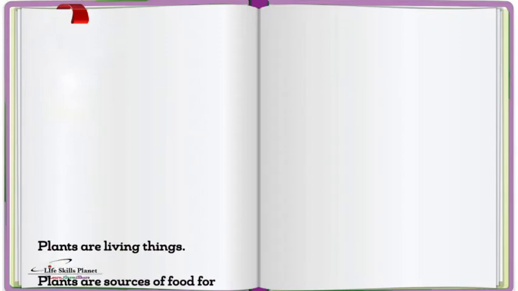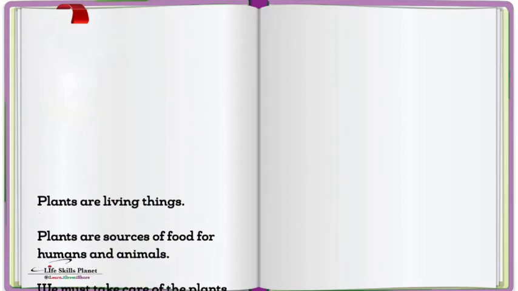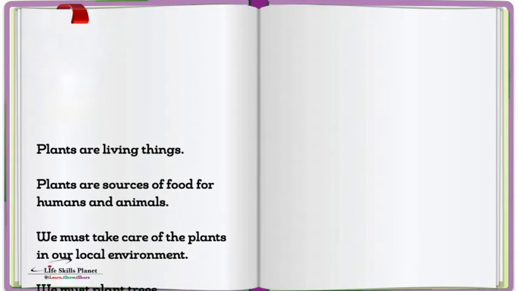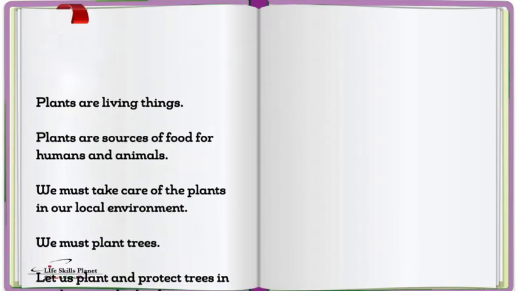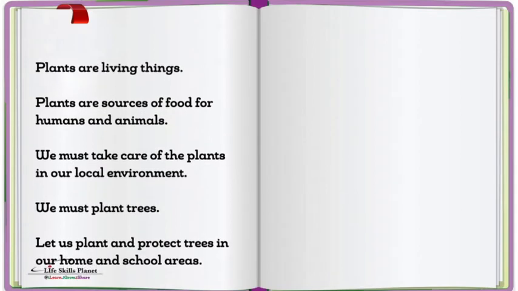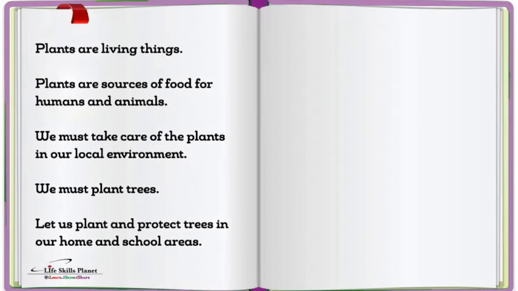Plants are living things. Plants are sources of food for humans and animals. We must take care of the plants in our local environment. We must plant trees. Let us plant and protect trees in our home and school areas.